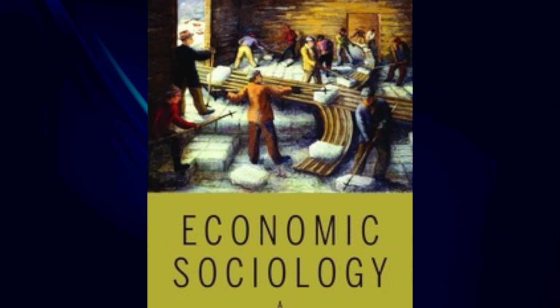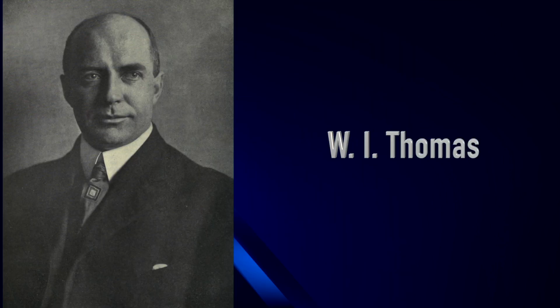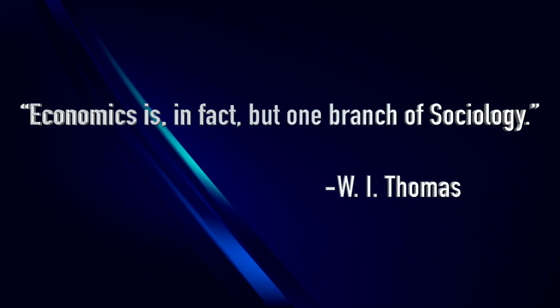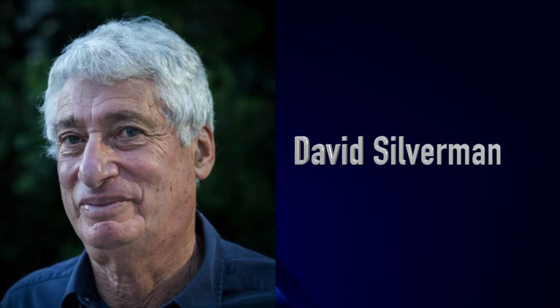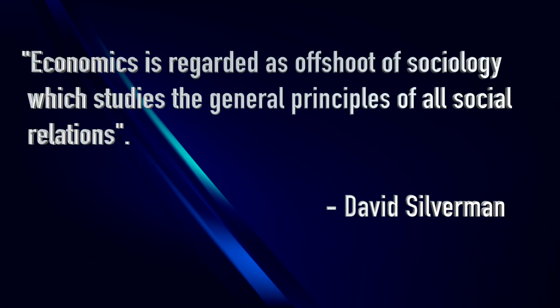However, there exists a great deal of interrelationship between these two social sciences. Both are interdependent and interrelated with each other. Because of this interrelationship, Thomas opines that economics is, in fact, but one branch of sociology. Similarly, Silverman opines economics is regarded as an offshoot of sociology which studies the general principles of all social relations. For its own comprehension, economics takes the help of sociology and depends on it. Economics is a part of sociology, hence, without the help of sociology, economics can't understand itself completely.